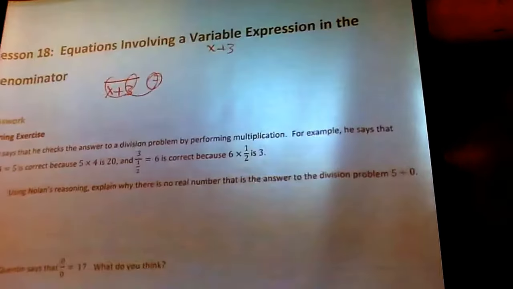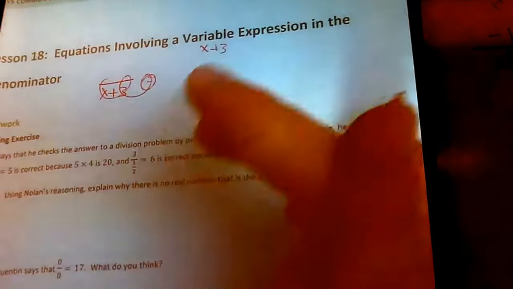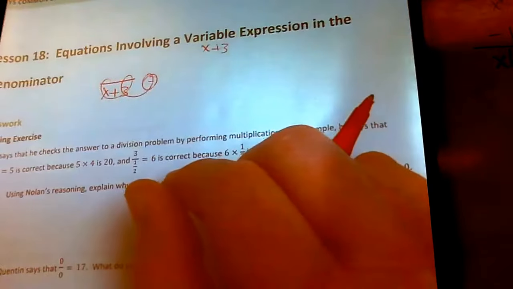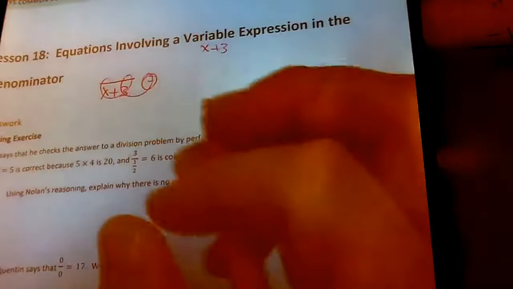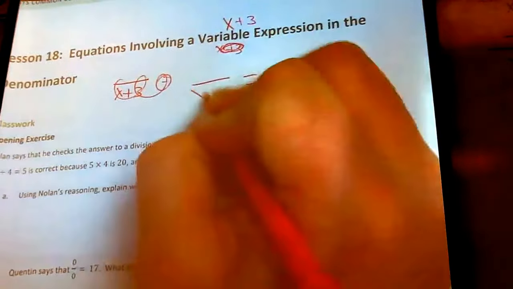Alright, so equations involving a variable expression in the denominator. Does anyone know what that means? An equation has an equal sign. A variable is x. A variable expression is like x plus some other stuff in the denominator, so it's like a fraction with an x on the bottom.